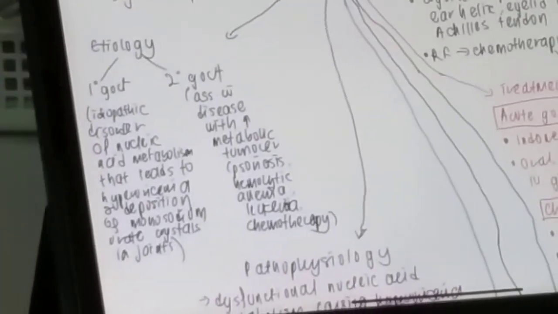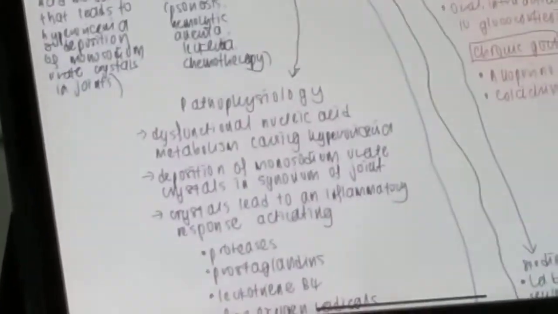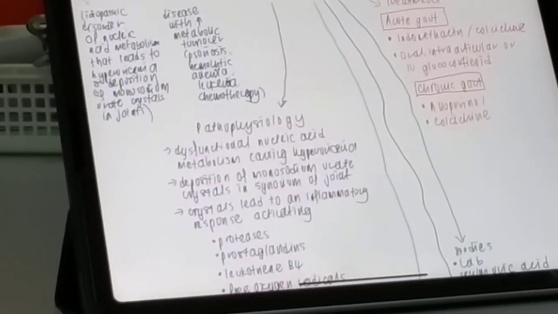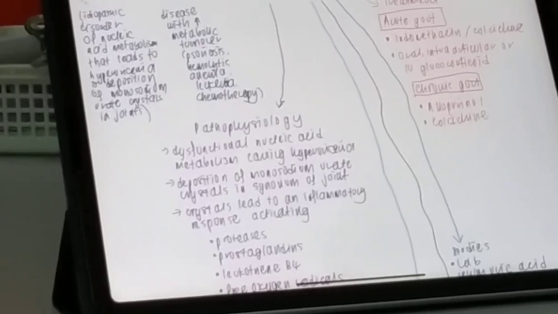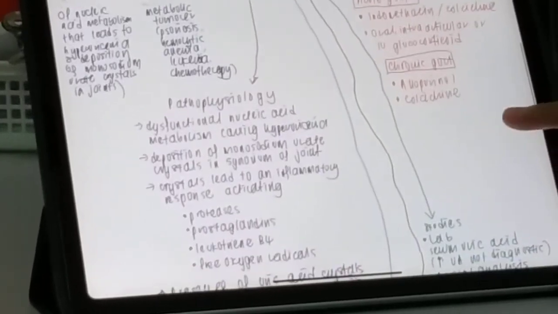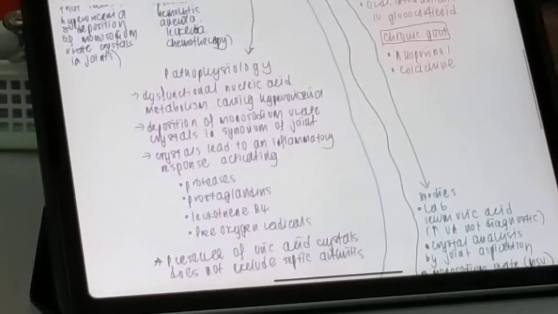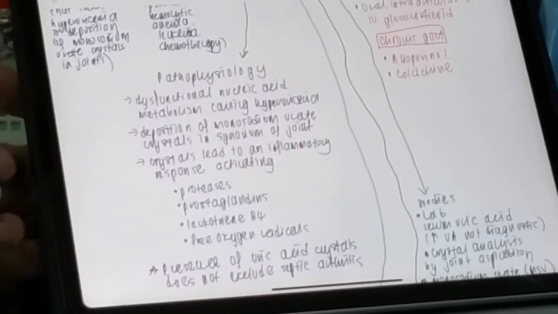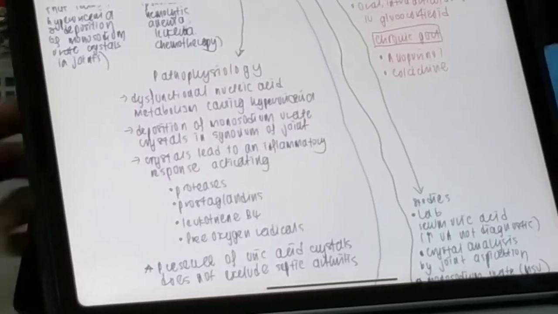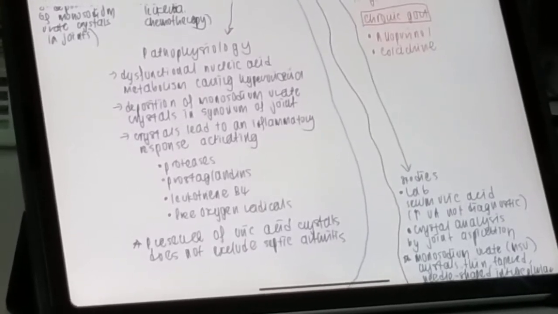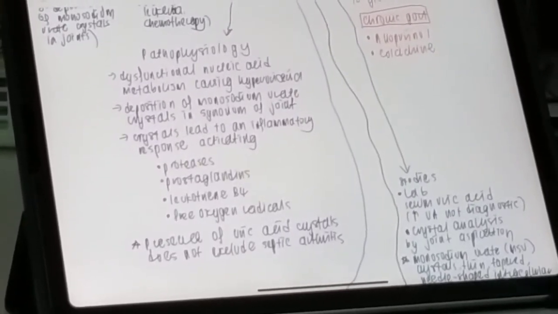For primary gout, the pathophysiology is a dysfunction of nucleic acid metabolism which causes hyperuricemia. The monosodium urate crystals will be deposited in the synovium of the joint and cause an inflammatory response to activate, releasing four things: protease, prostaglandin, leukotriene B4 and free oxygen radicals. The presence of uric acid crystals does not exclude septic arthritis.